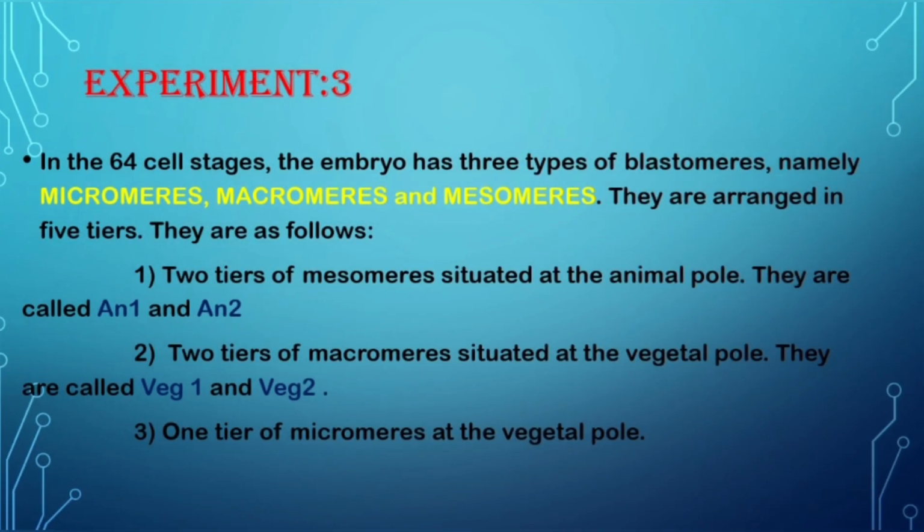Experiment number 3. In the 64 cell stage, the embryo has 3 types of blastomeres, namely micromeres, macromeres, and mesomeres. They are arranged as 5 tiers. They are as follows. The 2 tiers of mesomeres situated at the animal pole are called AN1 and AN2. The 2 tiers of macromeres situated at the vegetal pole are called VEG1 and VEG2. 1 tier of micromeres at the vegetal pole.